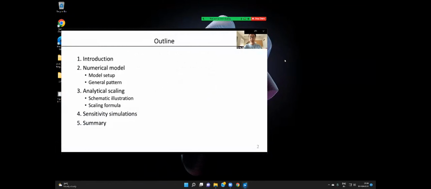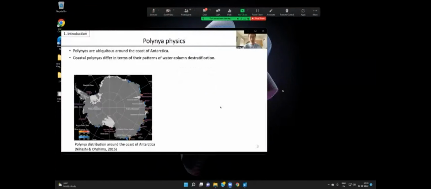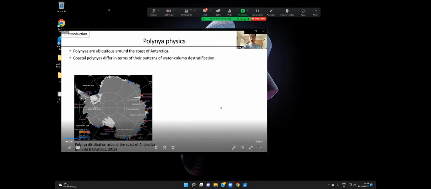Here is the outline of this talk. We have conducted numerical simulations, analytical scaling analysis, and have compiled their results. As we can see from the left figure, polynyas are ubiquitous around the coast of Antarctica. But for these coastal polynyas, they can differ dramatically in terms of their patterns of water column stratification.